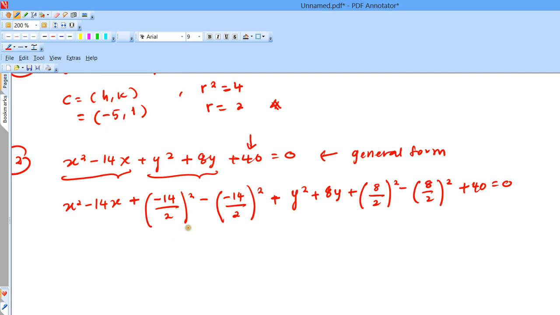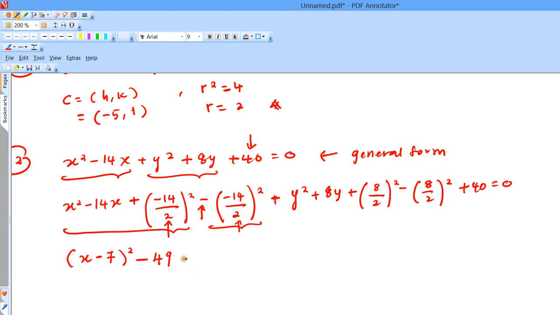For the first three terms, we can write (x minus 7) squared, after simplifying the bracket: negative 14 over 2 equals negative 7. The fourth term is negative, and then you need to simplify and square. Simplifying, negative 7 squared gives negative 49.